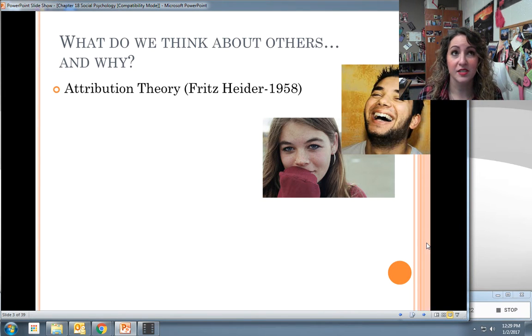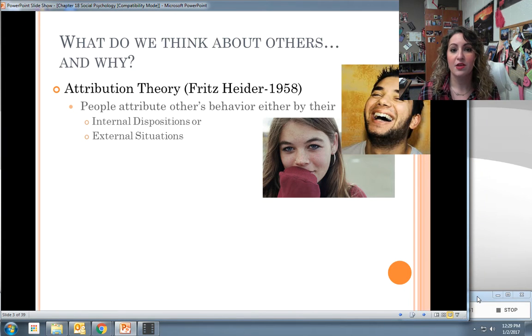And this is the idea that when we're talking about other people, we typically attribute their behavior, meaning we try to explain their behavior in one of two ways. We either say, well, that's just their personality, or we say, well, that's just because of the situation that they're in. So we either attribute their behavior to their personality, which we're also going to call internal dispositions, or to the external situations that they're in.